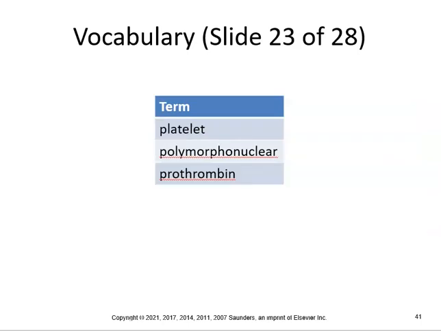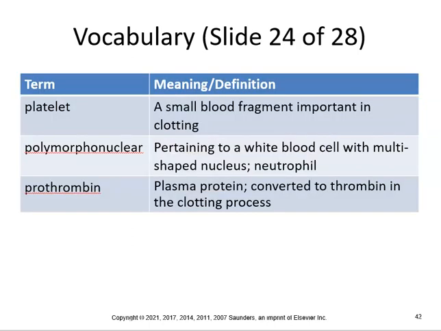Platelet, polymorphonuclear, prothrombin. Platelet is a small blood fragment important in clotting. Polymorphonuclear, pertaining to a white blood cell with a multi-shaped nucleus, such as the neutrophil. Prothrombin is a plasma protein converted to thrombin in the clotting process. So you can measure your PTT time to see how fast you will clot. Those that are on blood thinners, they'll measure their PTT time.